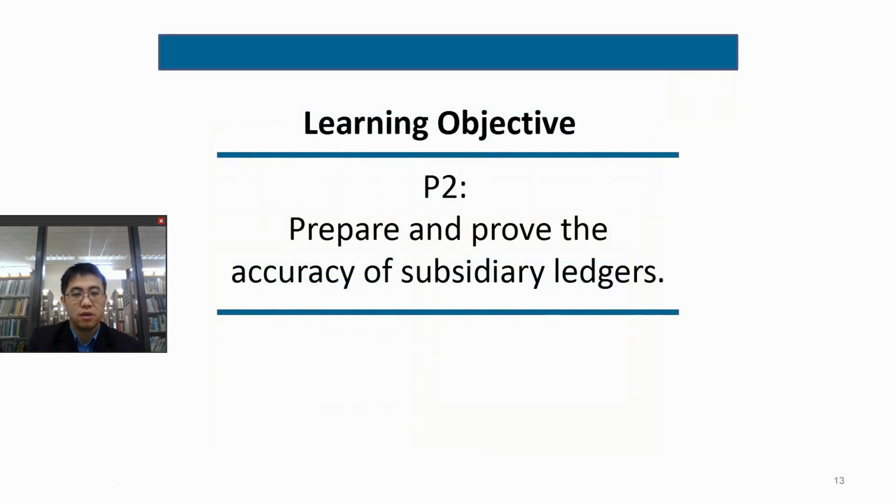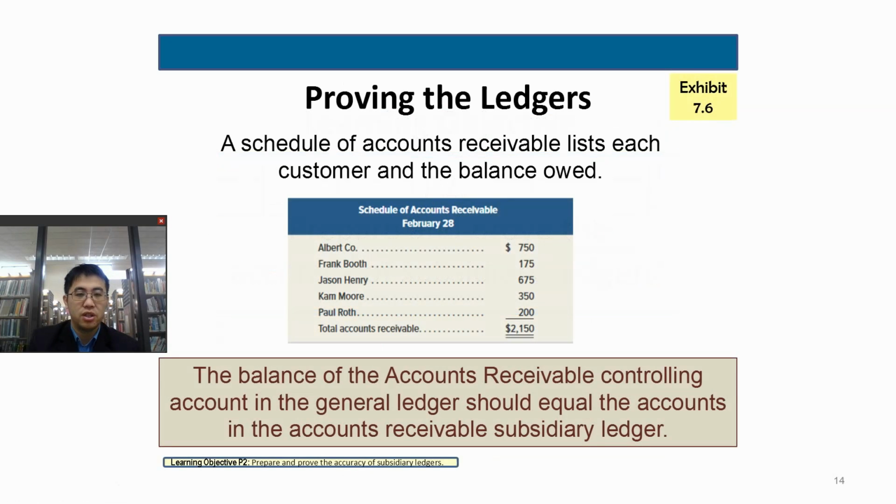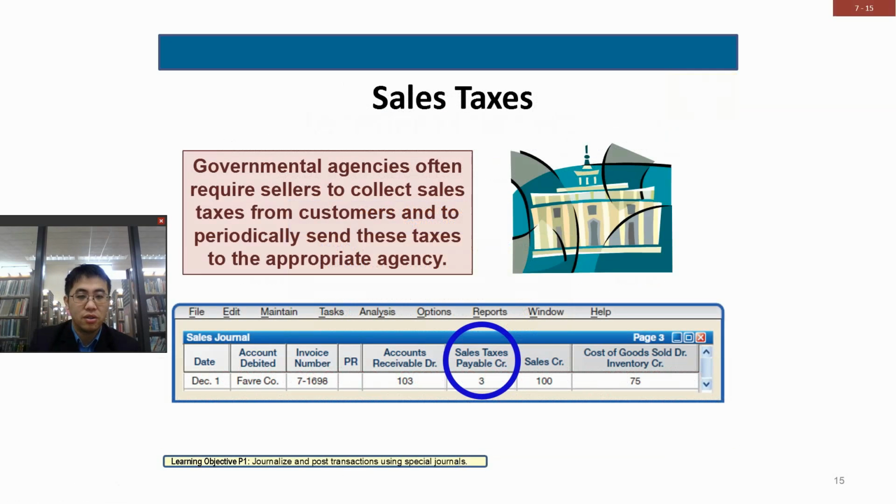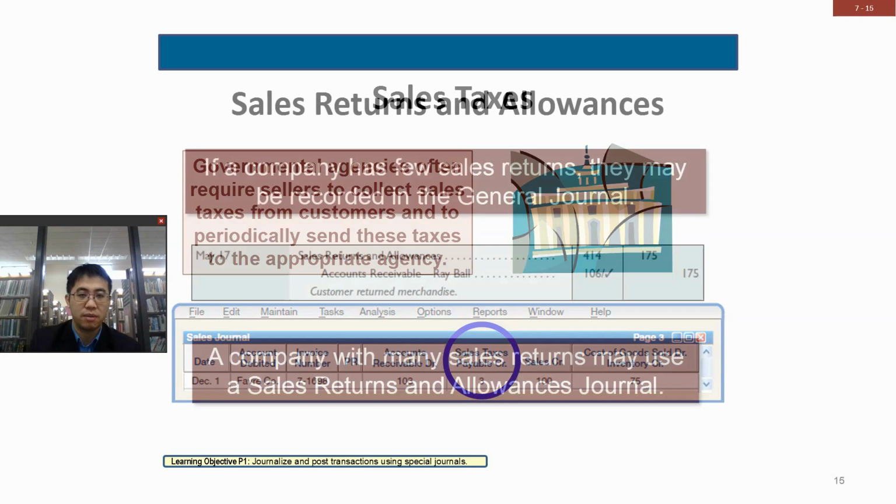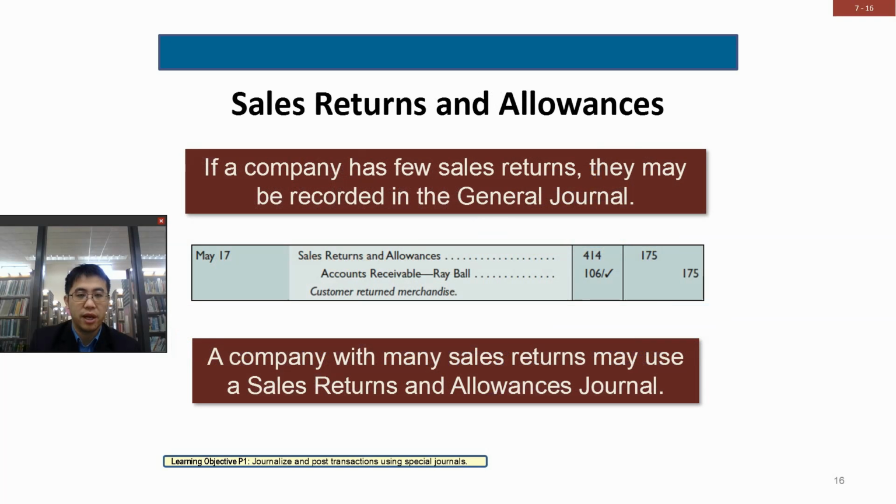All right. So you also need to prove the accuracy of the subsidiary ledgers. For each individual company, you can divide them into different segments, and you also need to pay taxes for that. The tax issue is not covered in this chapter, so let me just skip that.